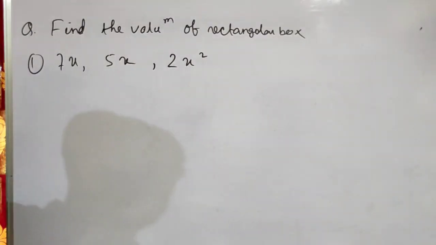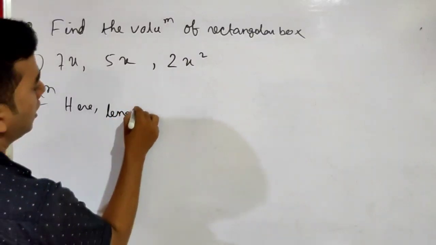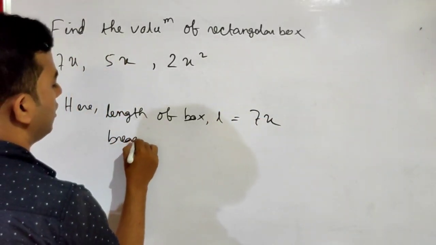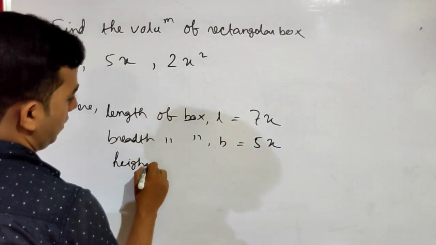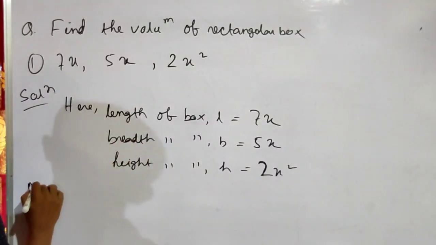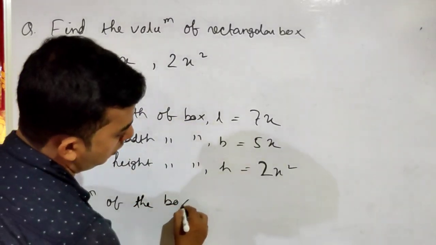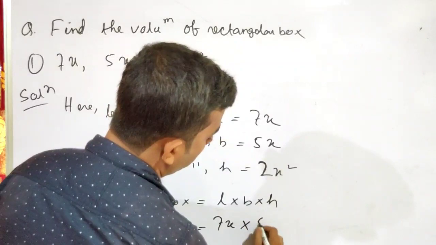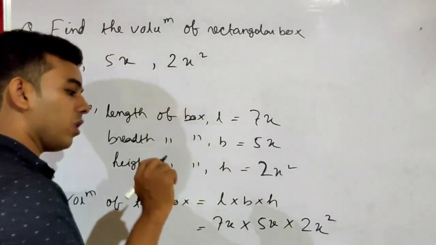So now let us write the solution here. Length of box, L equals 7x, then breadth of box, B equals 5x, then height of box, H equals 2x square. So we have to find the volume, isn't it? Now volume of the box equals length into breadth into height. So here it is 7x into 5x into 2x square.